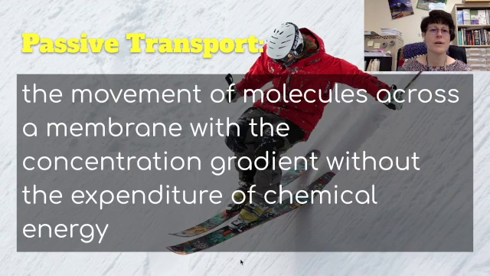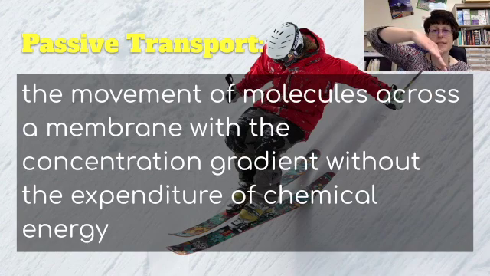The first thing we want to talk about is the different types of transport. The first is passive transport. This is the movement of molecules across a membrane with a concentration gradient without the expenditure of chemical energy. And I have a picture of a skier because remember when we talked about diffusion and osmosis, which are types of passive transport, we said they follow a concentration gradient that is downhill.